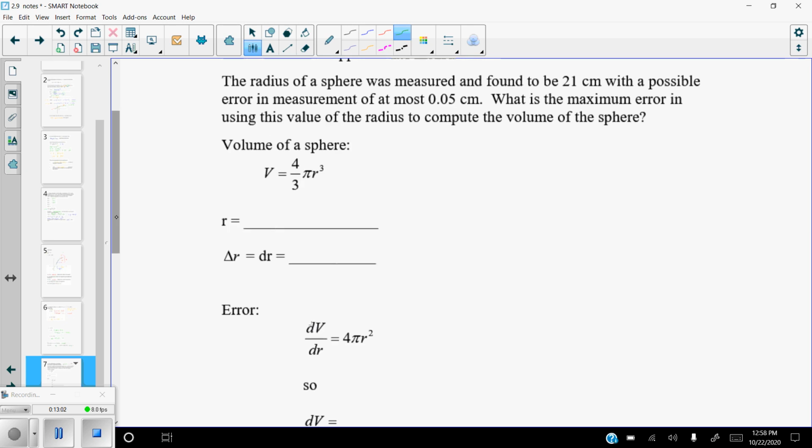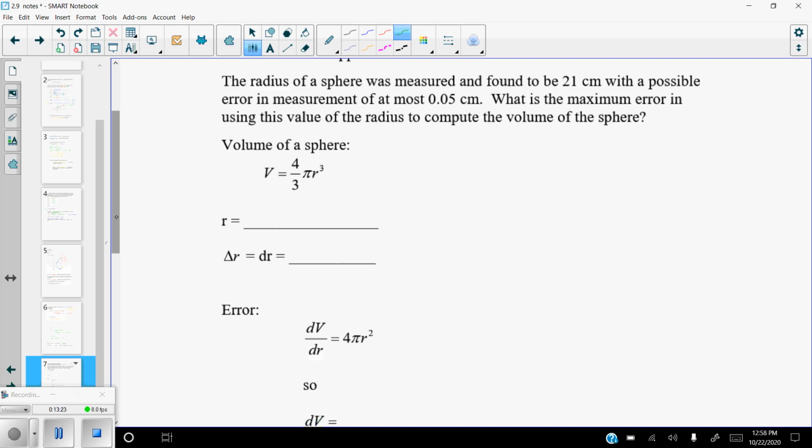So let's see what that looks like. It says the radius of a sphere was measured to be 21 centimeters with a possible error in measurement of at most 0.05 centimeters. It doesn't sound like that's a big difference in error. What is the maximum error using this value of the radius to compute the volume of the sphere?